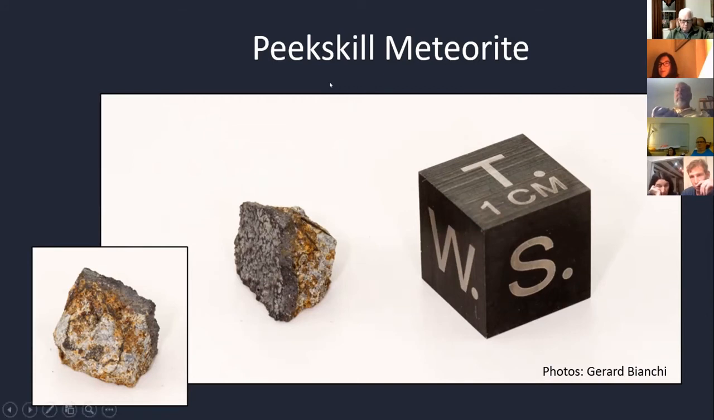Now it's named Peekskill because it was recovered in Peekskill, and for naming conventions for meteorites, it's usually the closest place that it fell, whether it's a town or some kind of geological feature.